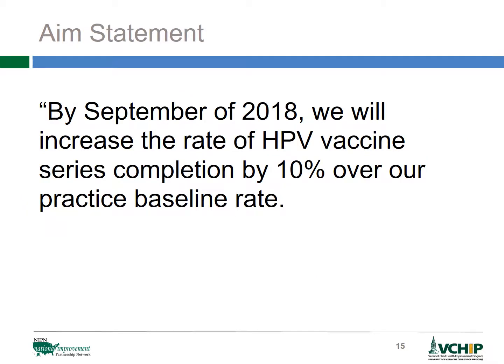So a sample aim statement for HPV immunization could be something like this. By September of 2018, we will increase the rate of HPV vaccine series completion by 10% over our practice baseline rate. So that meets all the criteria of a SMART aim statement as something that's very measurable. You have a time-based goal, and depending on what your practice baseline rate is, you might decide whether 10% is realistic or reasonable or not.